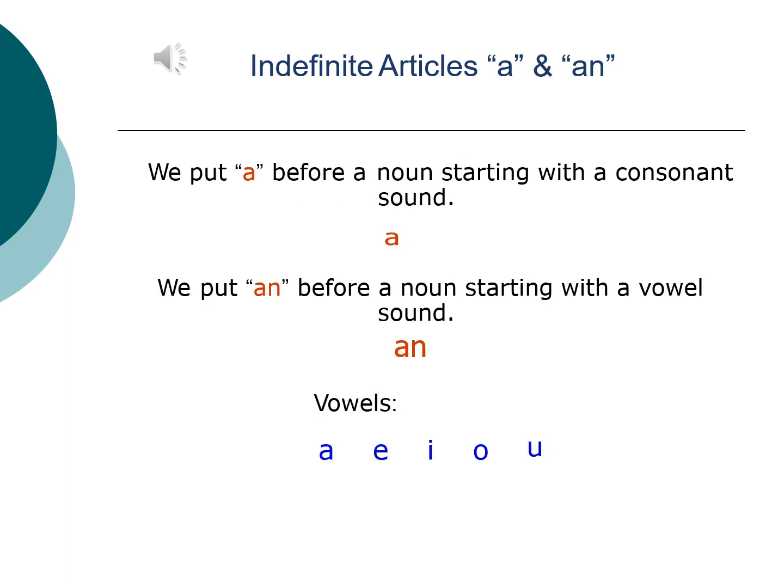Indefinite articles: a and an. We put a before a noun starting with a consonant sound. We put an before a noun starting with a vowel sound. Vowels: a, e, i, o, u.